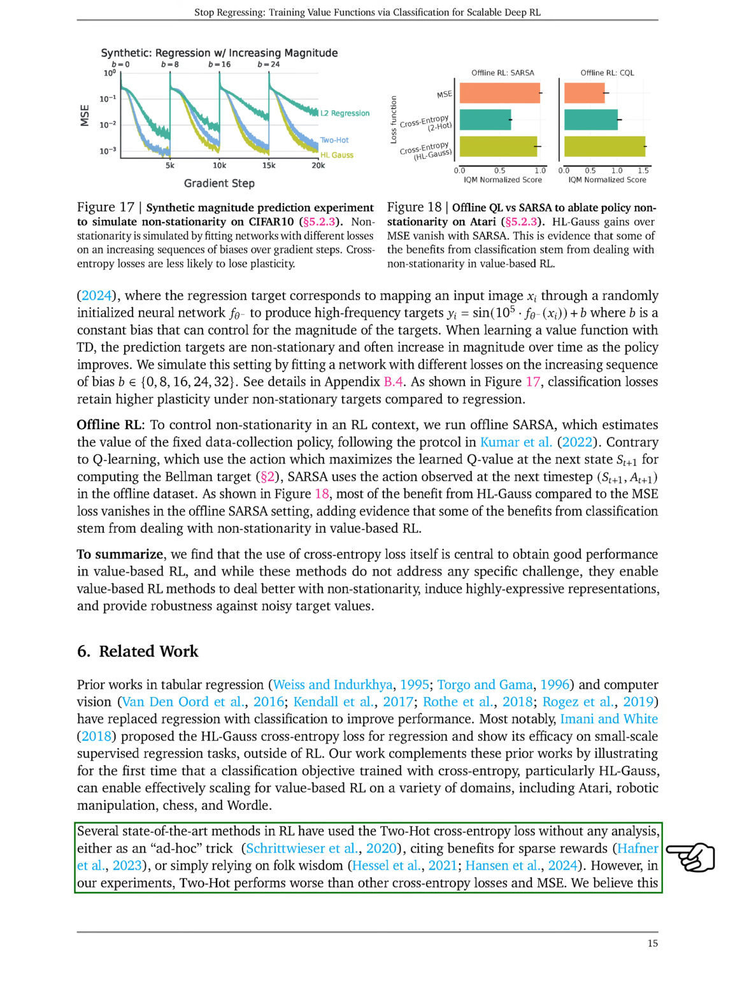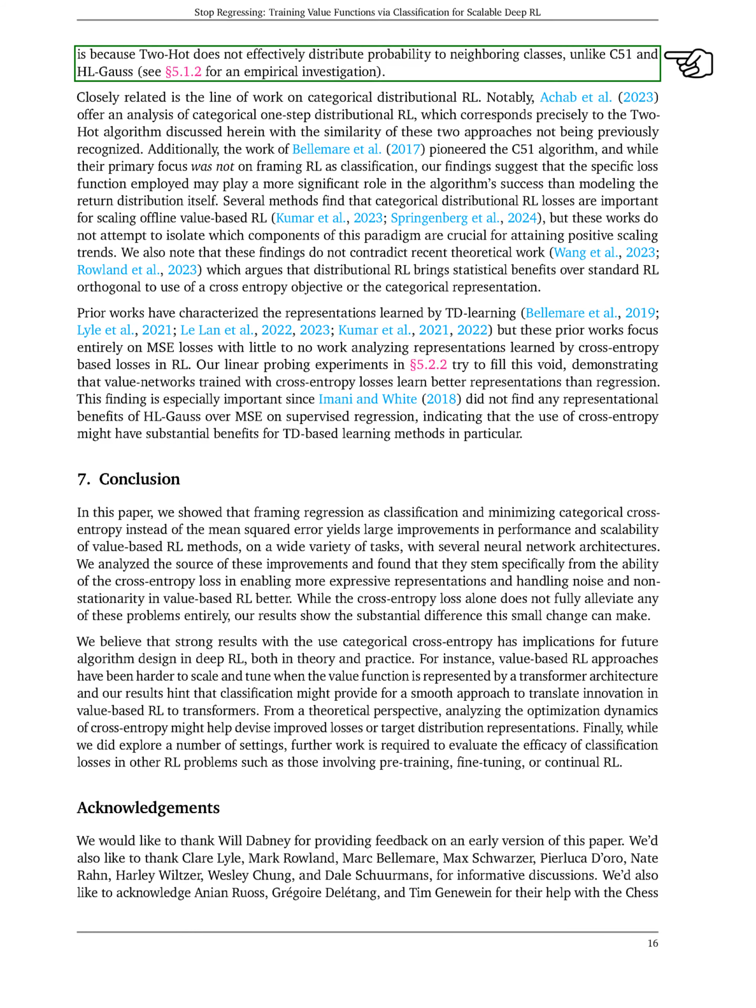Several leading-edge methods in RL have employed the two-hot cross-entropy loss, often without thorough analysis. This approach has been used either as a makeshift solution, citing advantages for handling sparse rewards, or based on informal knowledge. However, our experiments indicate that two-hot underperforms compared to other cross-entropy losses and mean-squared error, MSE. We attribute this to two-hot's inability to adequately spread probability across neighboring classes, a feature that both C51 and HL-Gauss manage effectively, as we explore in a detailed empirical investigation.